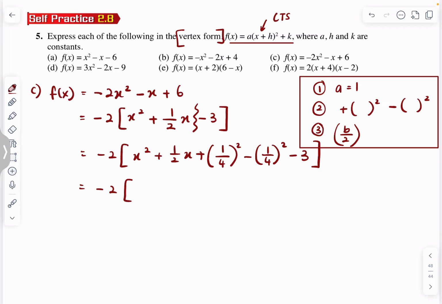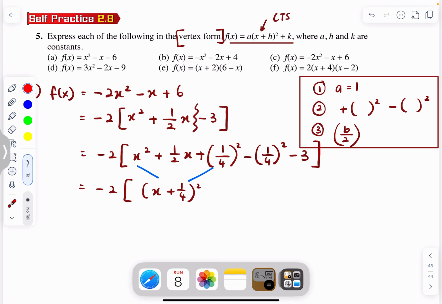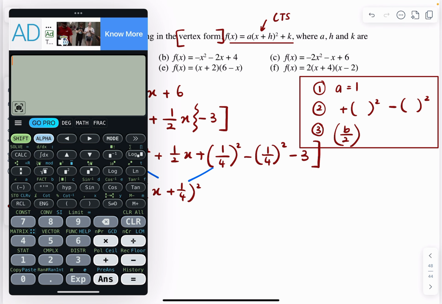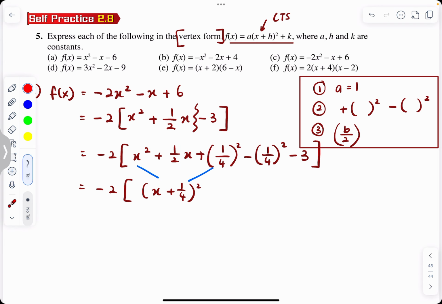Then this and this comes together, making it x plus 1 over 4 square. And then this whole part, you can put it in your calculator. Negative 1 over 4 square minus 3. Negative 49 over 16.